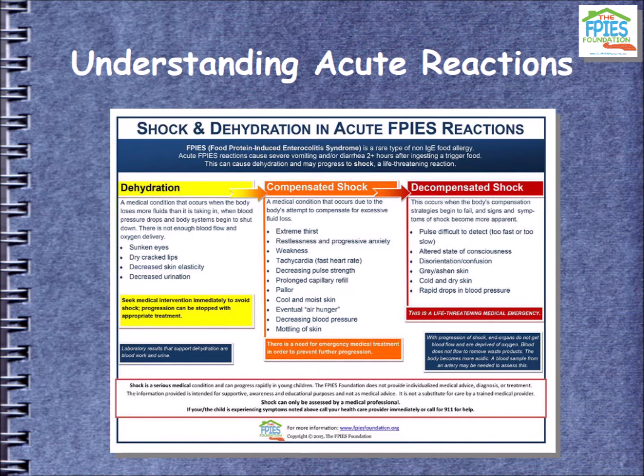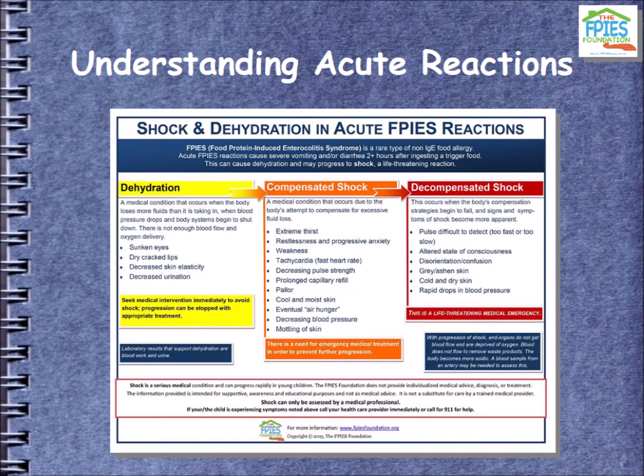food. When we talk about this type of vomiting, it's extremely forceful. It can be really profuse in volume. It's very dramatic to witness usually. This, of course, can cause dehydration, and it may progress to shock, which is a life-threatening reaction. So the focus that I'm really going to have for you is on how important it is to have that child receive medical attention very quickly.